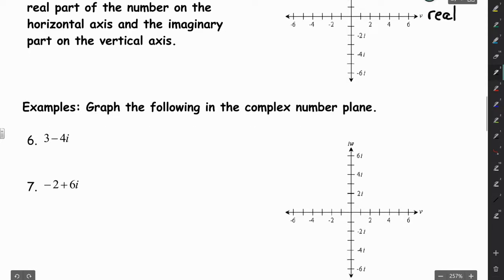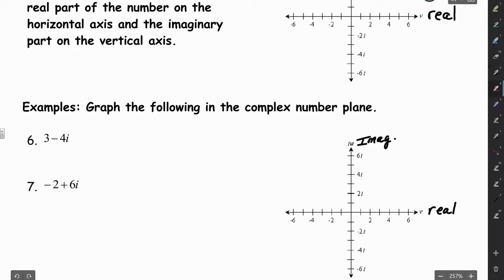Right, let's look at some examples. Graph the following in the complex number plane. So we want to graph 3 minus 4i. First we're going to find the real part. Let's label this again. This is the real axis. This is the imaginary.